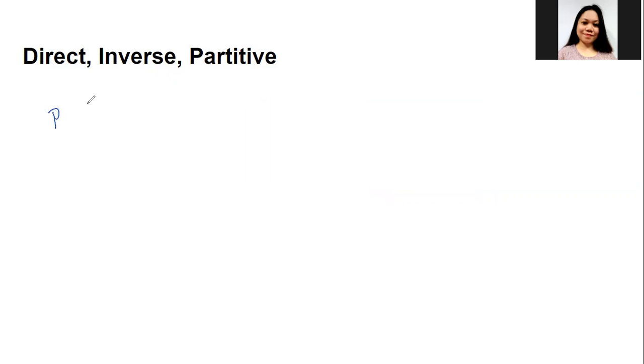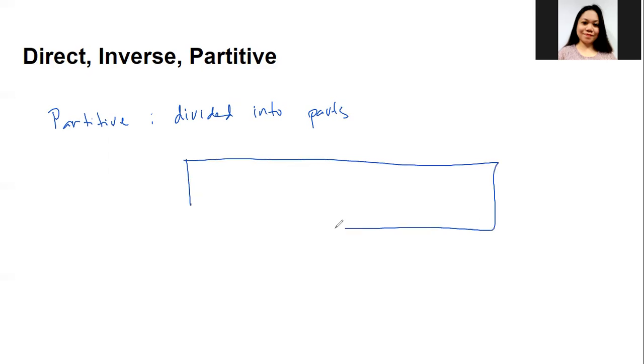All right, so I don't know how to say this. Partitive. Partitive basically means it's divided into parts. What do I mean by that? For example, you have this one whole job, and then you have three people, let's say Anna, Peter, and John. Let's say they divided the work into a ratio of 2:3:4.